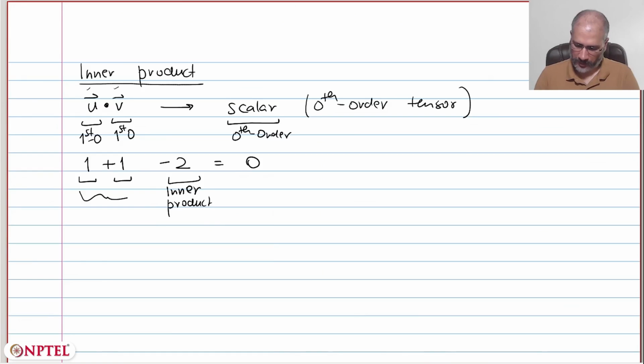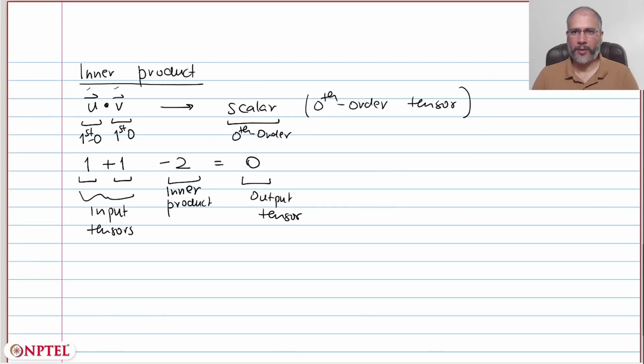So these are input tensors. This minus 2 is because of the inner product, and this is the output tensor. Of course, we're talking about orders here. I will talk about this in more detail later this week, but for now, let's remember that we have a pattern here when we talk about inner products.